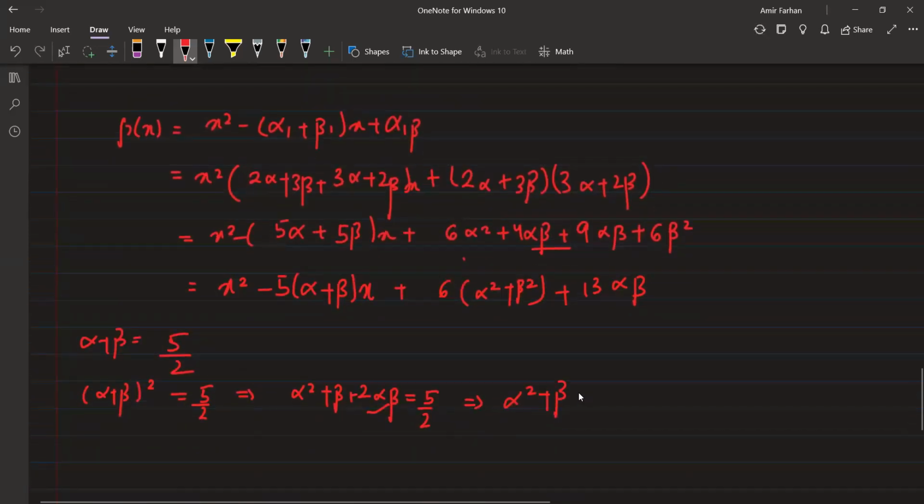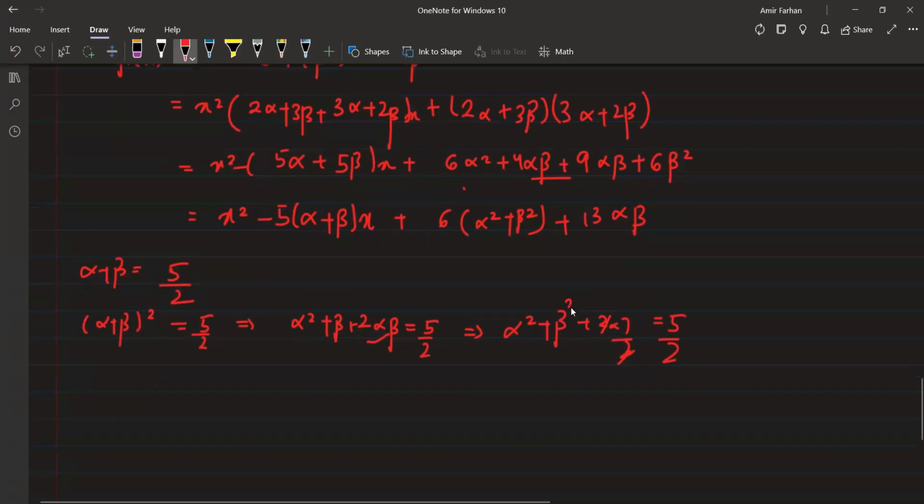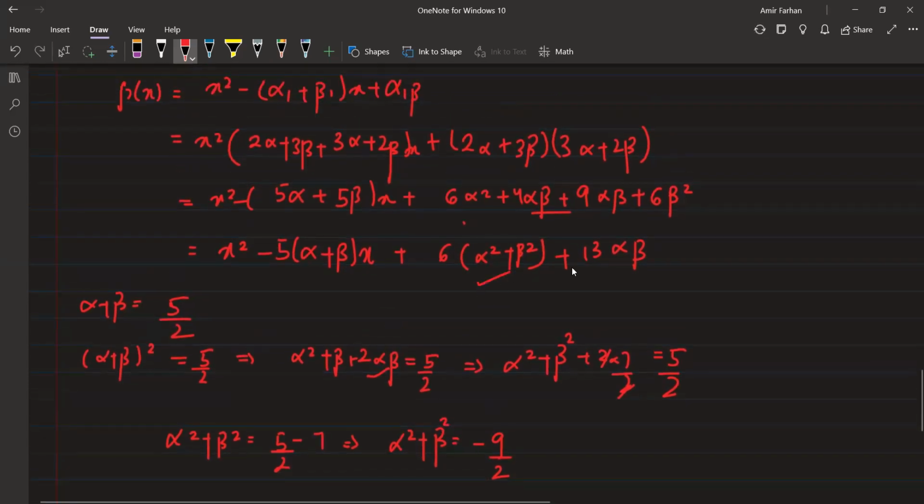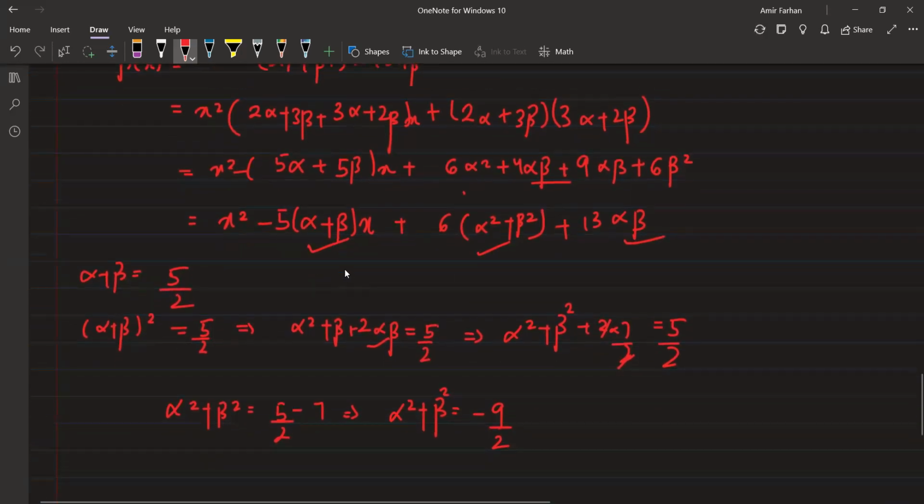Alpha square plus beta square plus 2 into 7/2 equals 25/4. Cancel this 2. So you have got the value of alpha square plus beta square equals 25/4 minus 7, which is 25/4 minus 28/4, giving minus 3/4. So now you have got the value of alpha square and beta square. Put the value here. You have the alpha beta value. Put the value here. You have alpha plus beta. You put the value here. You will get the polynomial.